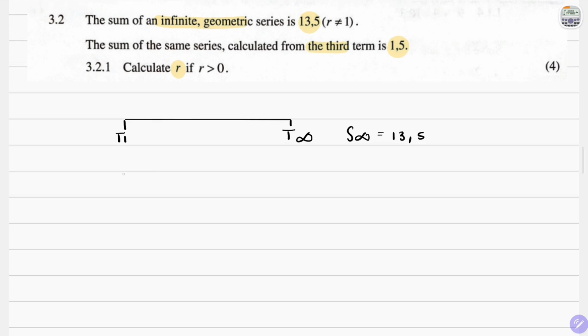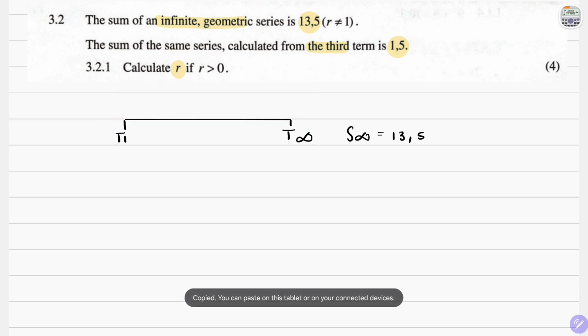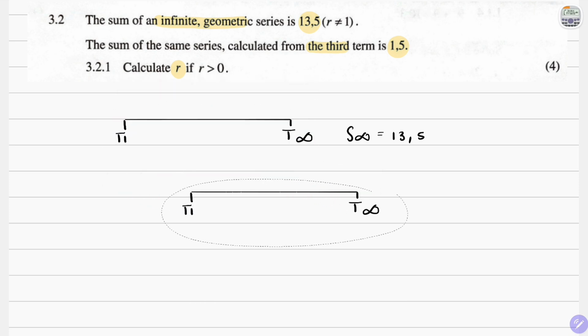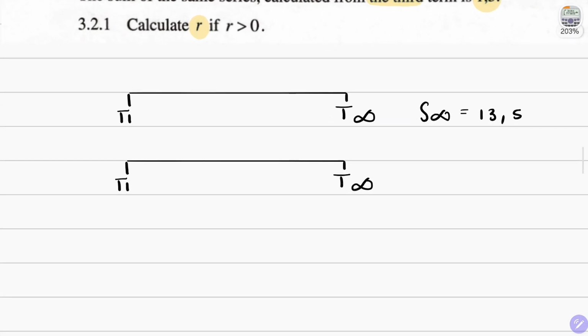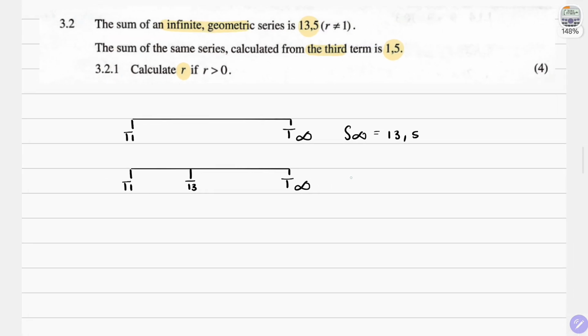But then we have this same series, so we're going to have the same timeline or a similar one. Now in this series, they are starting this time from term 3. From term 3, the sum of the series there is equal to 1.5. So here we have the sum to infinity, it's still the sum to infinity, it's just starting from t equals 3. We're going to have to find a way to express this.